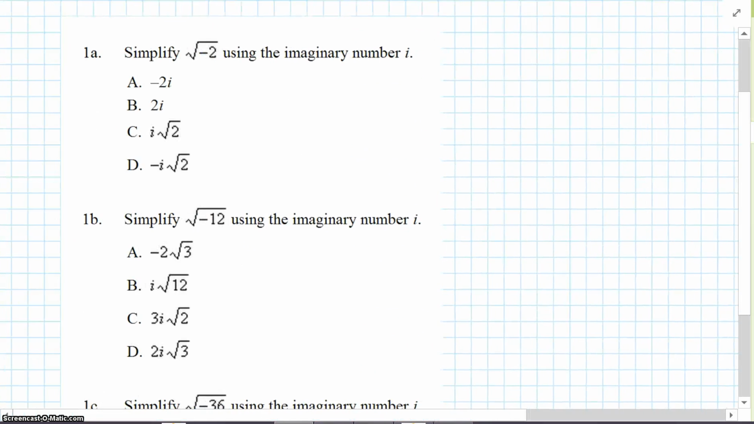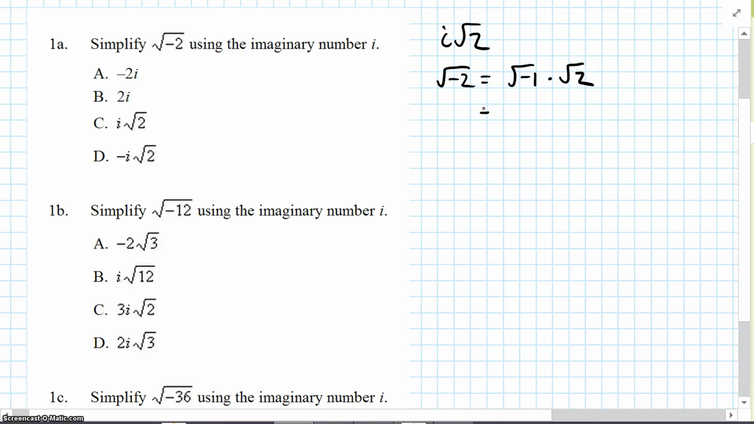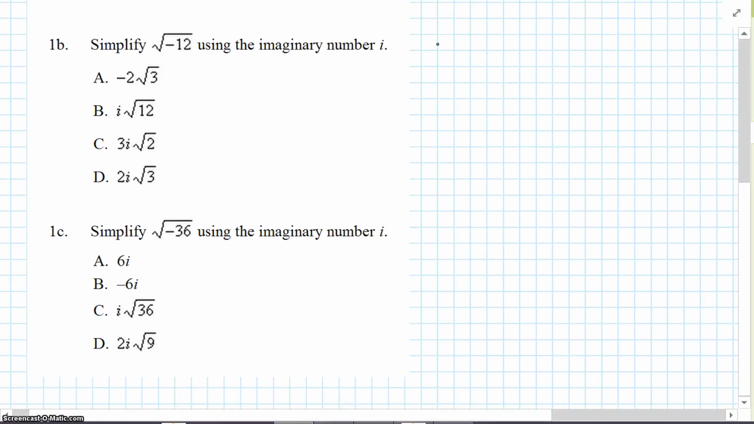So, moving on, let's check these out. 1a. So if you see a negative, you could automatically just pull the i out and say i square root of 2. But if you don't see that, you could rewrite the square root of -2 as the square root of -1 times the square root of 2. Square root of -1 is i square root of 2. Answer C.